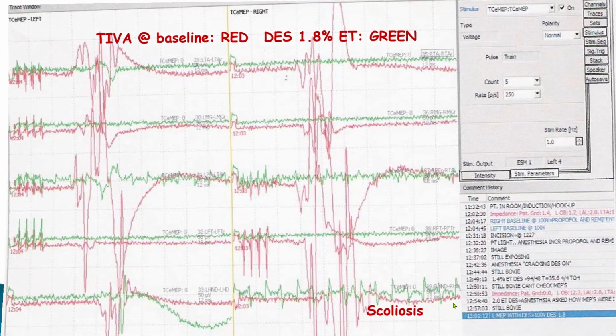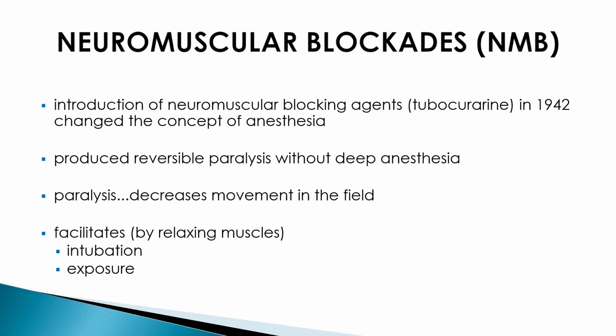Neuromuscular blockades. The introduction of neuromuscular blockades was in 1942, and it changed the concept of anesthesia. It enabled the patient to be more relaxed in surgery, and the risk of movement greatly decreased. It achieved paralysis, facilitating intubation by relaxing the muscles in the neck so they can easily intubate the patient, and also it helps the surgeon.